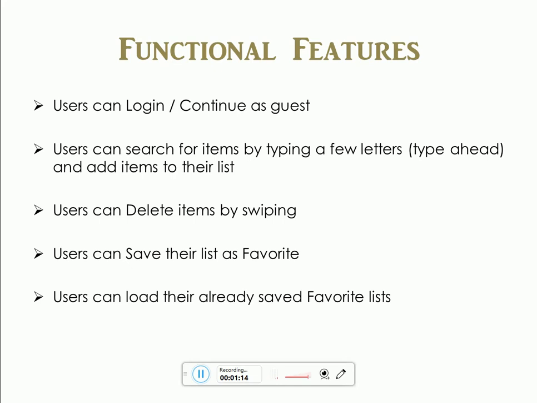So the functional features that have been implemented in this version 1.0 are: user can log in or continue as a guest. Users can search for items by typing a few letters, so there's a type ahead functionality, and add items to the list. Users can delete items by swiping. Users can save their list as favorite, and users can load their already saved favorite list. So these are the functionalities which have been implemented in the current 1.0.